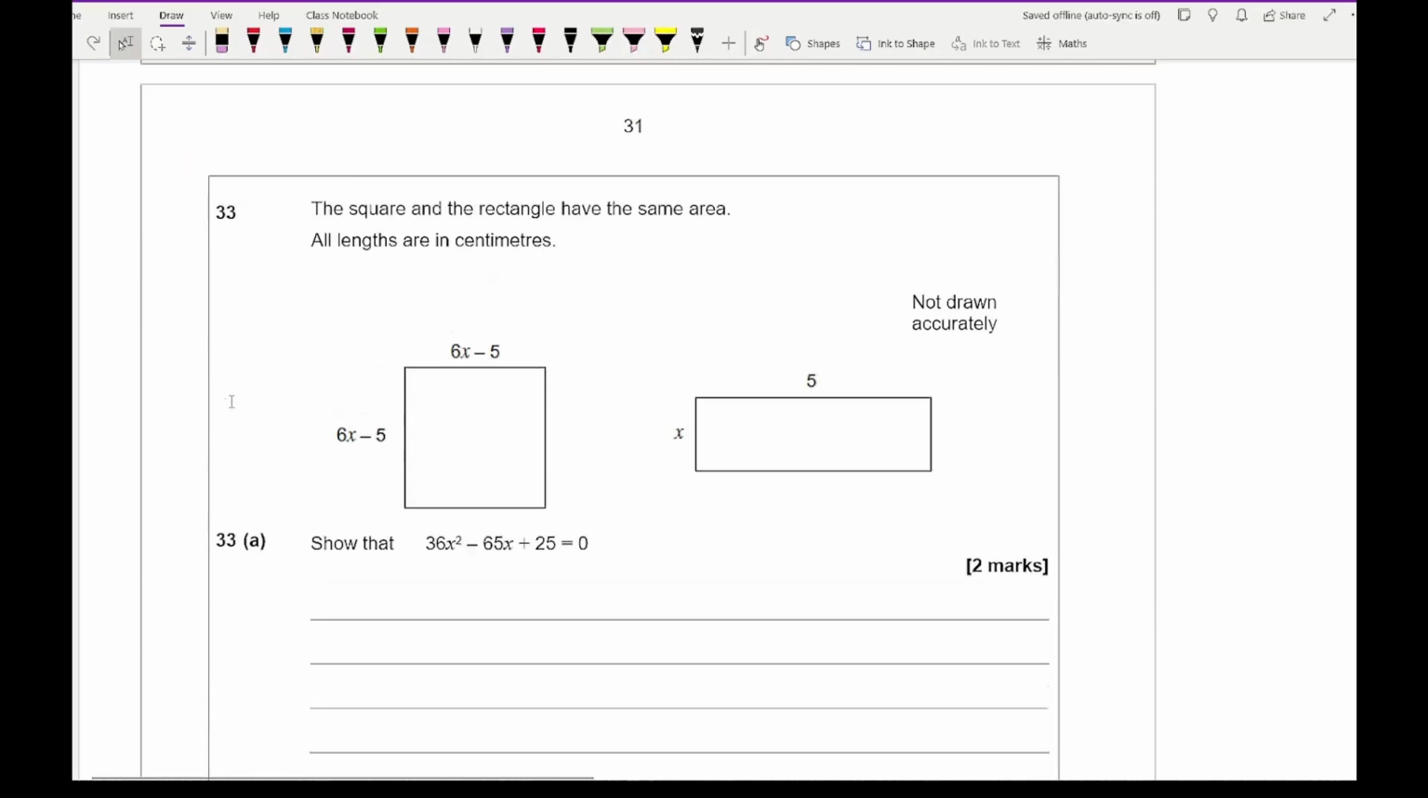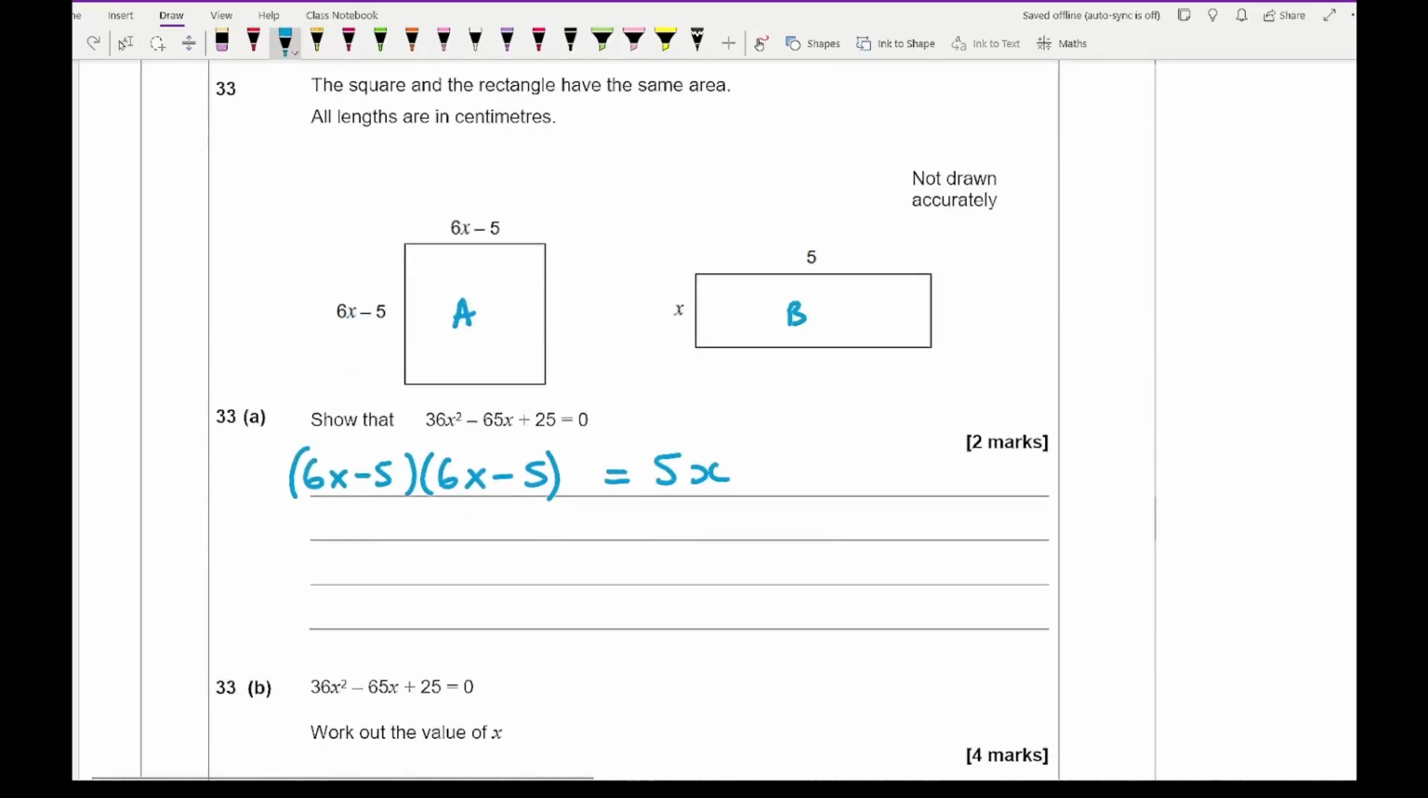Then moving on to question 23, it says the square and the rectangle have the same area. All lengths are in centimetres. Show that 36x squared minus 65x plus 25 equals 0. So first of all, let's work out the area of A. So that's going to be 6x minus 5 multiplied by 6x minus 5. Now that's going to be equal to the area of the rectangle, which is 5 times x.